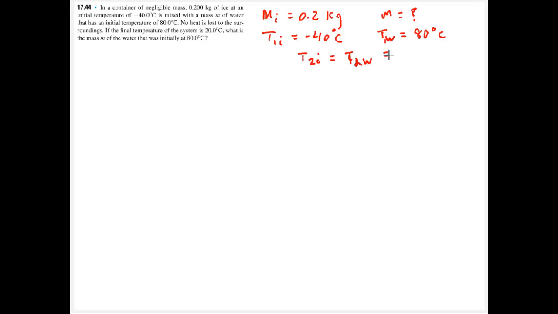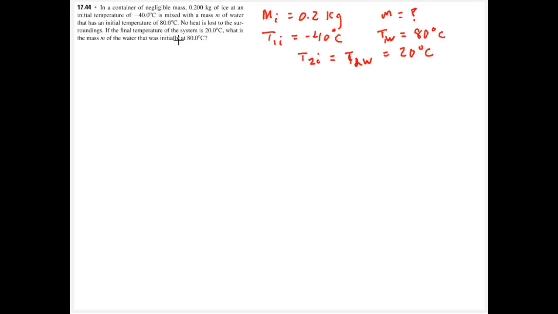Okay, take a second to read the problem. Here I have some ice with a certain mass, 0.2 kilograms, and initially the ice is at a temperature of negative 40 degrees Celsius. That's added to some water of an unknown mass. The initial temperature of the water, temperature 1 of the water, was 80 degrees Celsius. And then at the end of the day, the ice is going to melt, and it's going to have a final temperature that's also equal to the final temperature of the water. It's going to be 20 degrees Celsius.